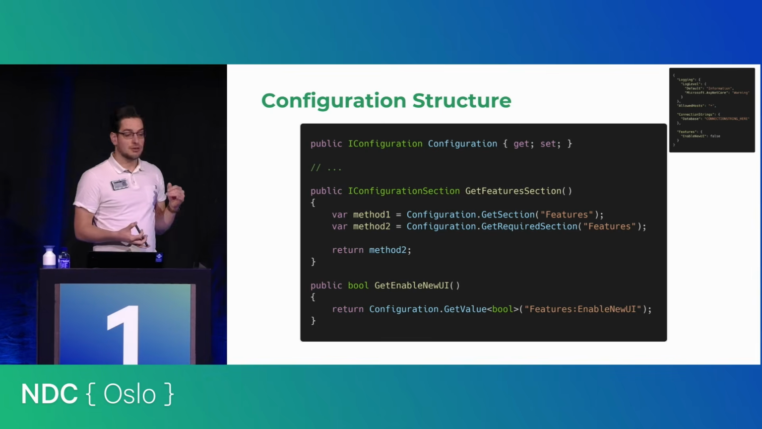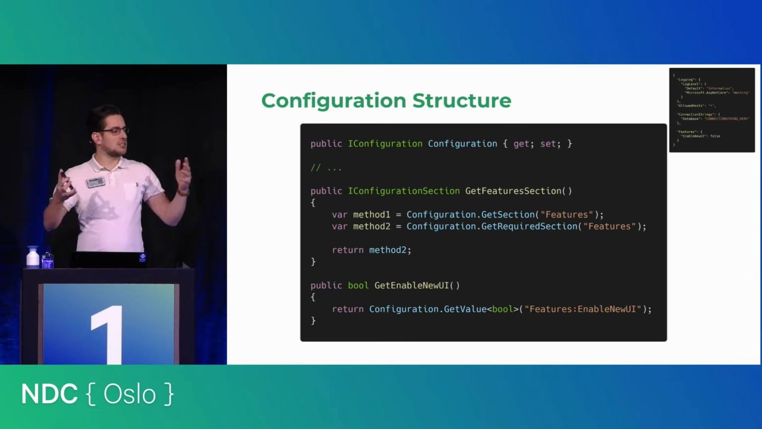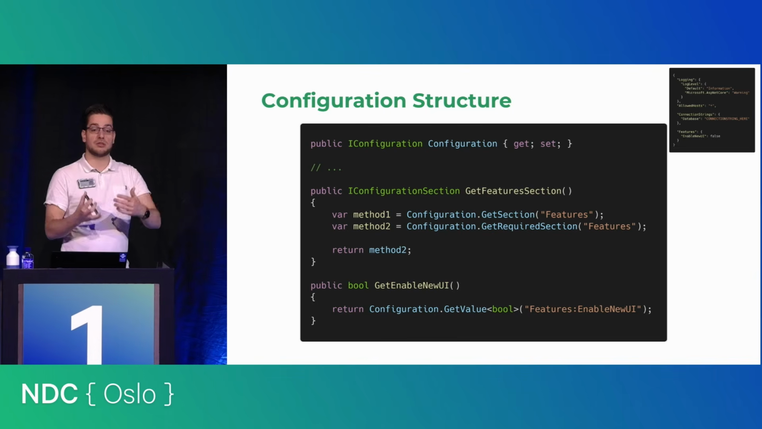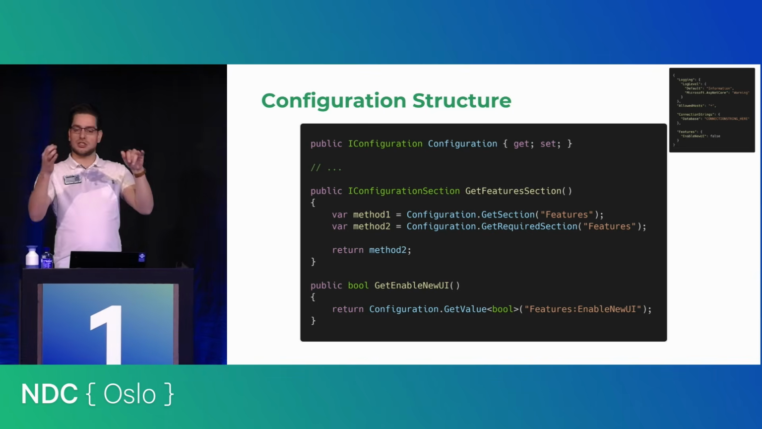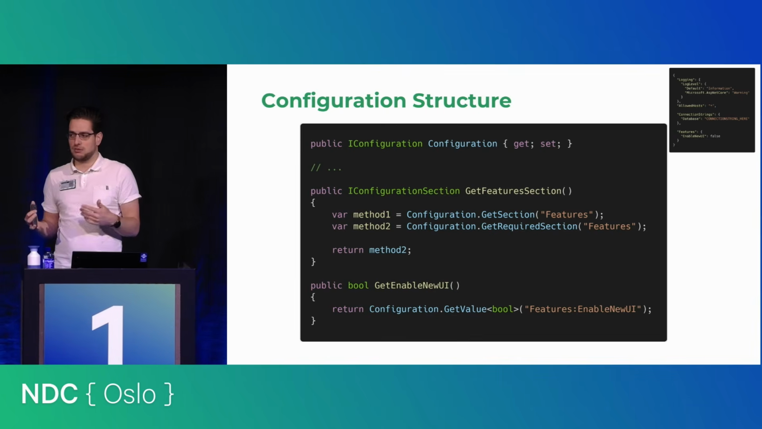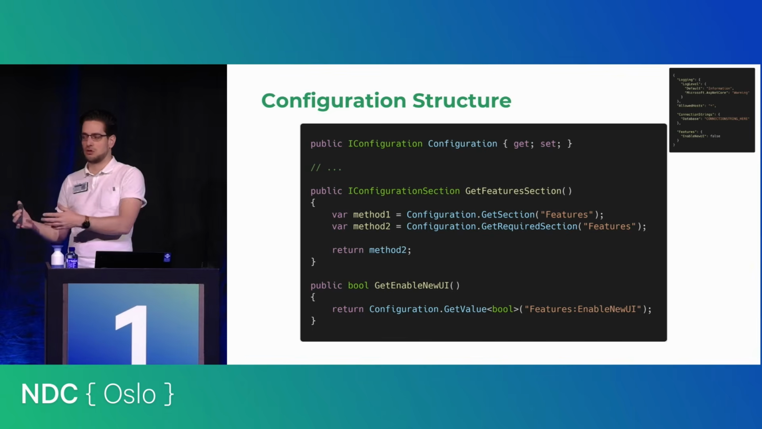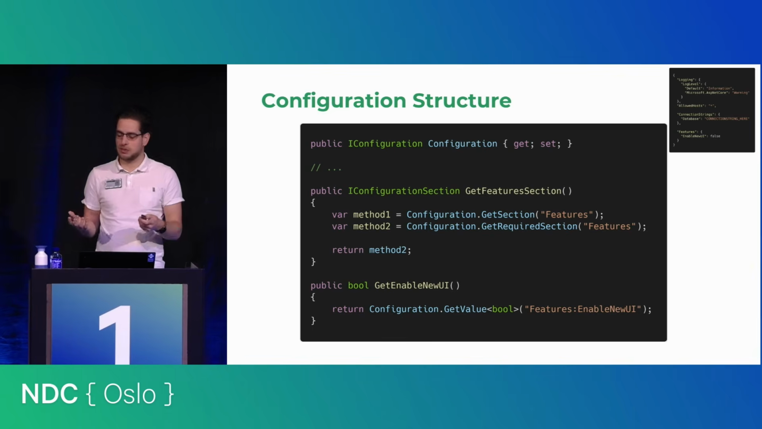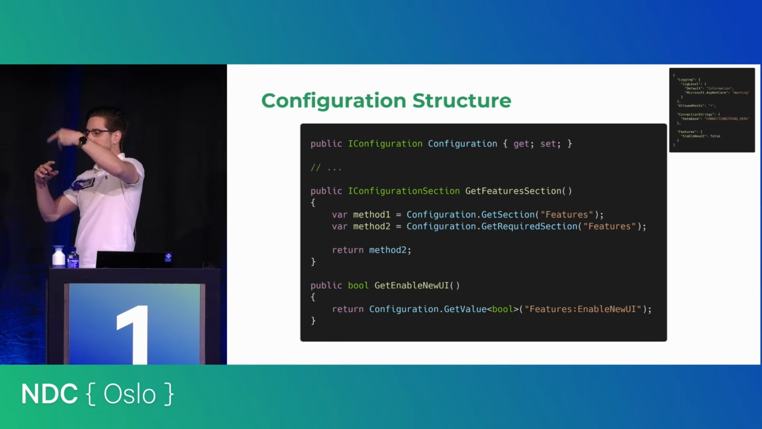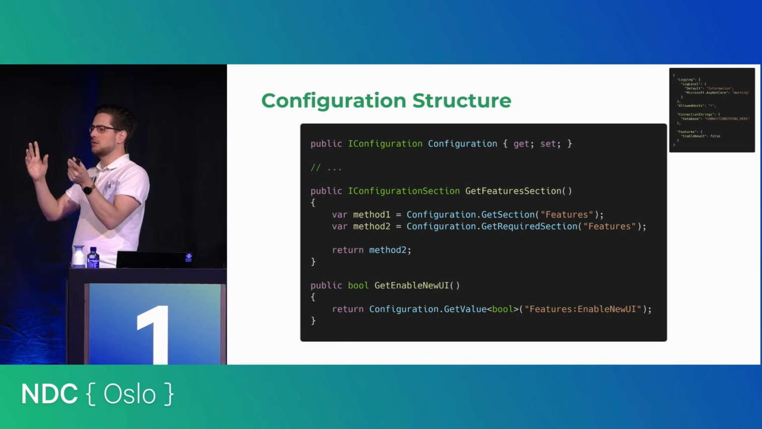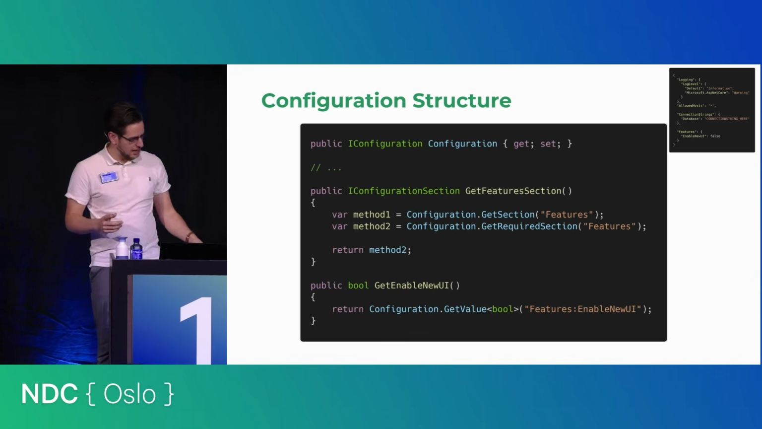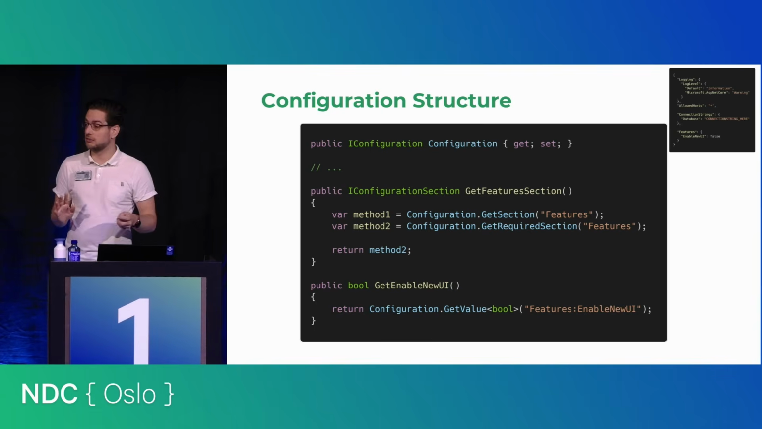I always tell people, please use GetRequiredSection, because your configuration structure is not going to change a lot at runtime. Maybe you change some values at runtime, which is really cool, but your structure is not going to change. So getting an empty object back is almost always invalid behavior if you're using a normal system. GetRequiredSection is always my default. But you might also not want to go section by section. You might just want a nested value. So we can say "Features:EnableNewUI", and now we can get a Boolean out of there as well.